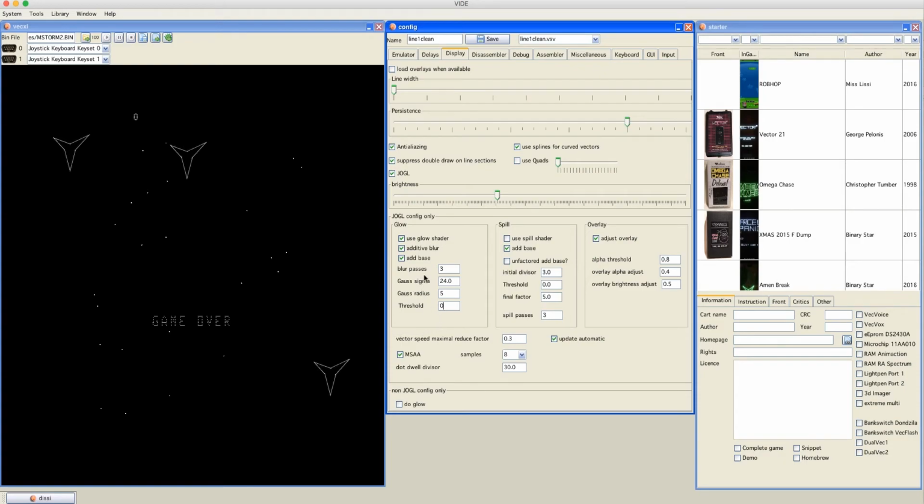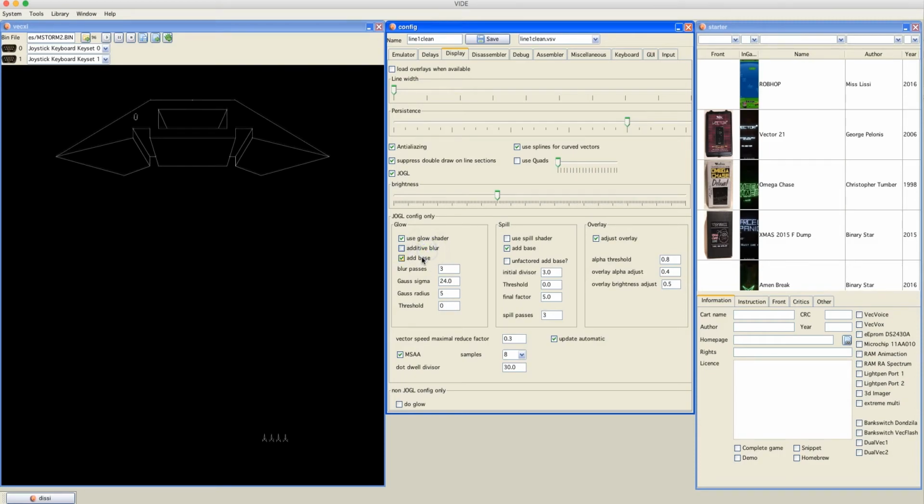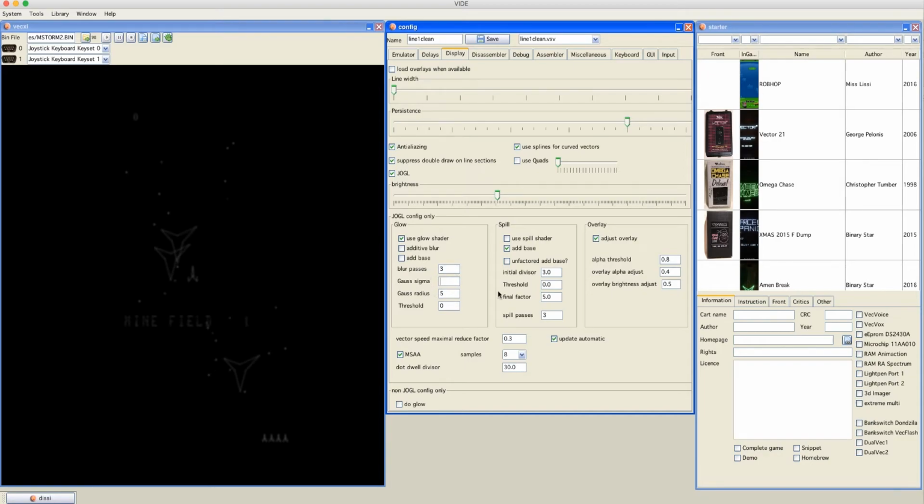Then there are two additional configurations. You can configure that the output of the blur passes are additive or, well, non-additive. You can see the difference. I switch additive off and configure a Gauss sigma as 0.5, then you might actually see something.